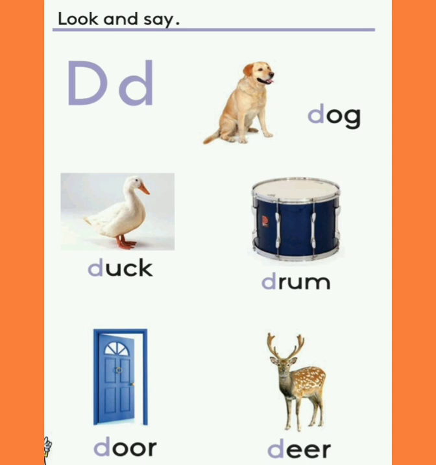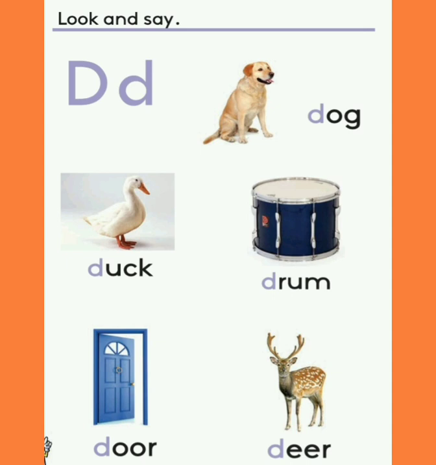And the third picture is a drum, D-R-U-M, drum. Fourth one is a door. Picture of a door is given. Okay, door. How do you pronounce it? Door, D-O-O-R. And the last picture, that is the fifth one, is a deer. An animal, it is a deer. D-E-E-R, deer.